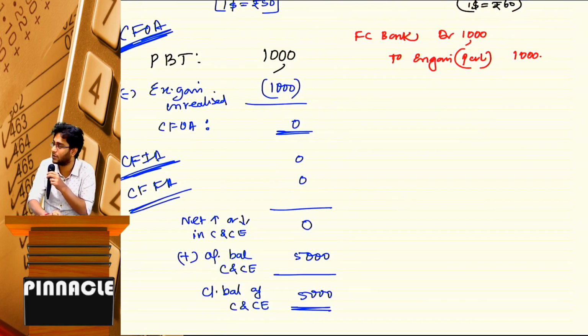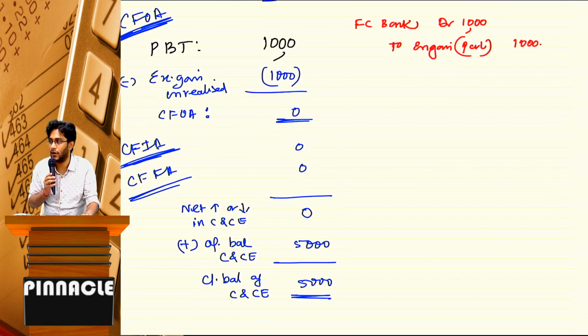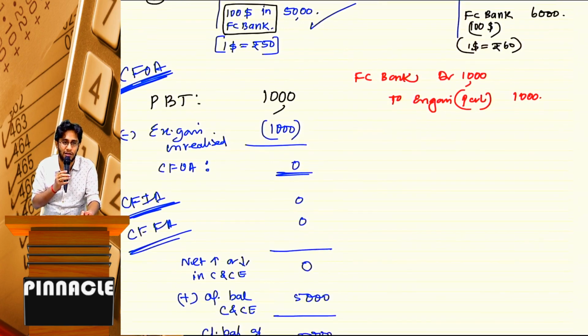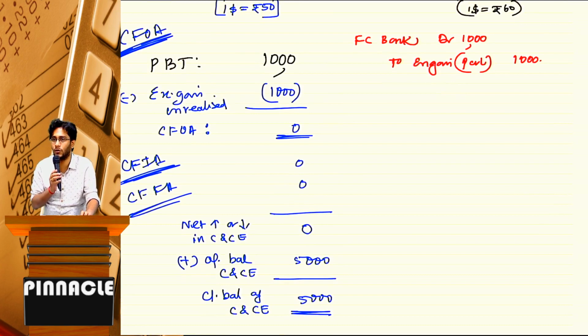The problem is that the unrealized gain is non-cash, and I removed it. The moment I remove it, the closing cash balance in your cash flow statement will not agree with the cash and bank balance as per your balance sheet. There is a difference. What should I do now?